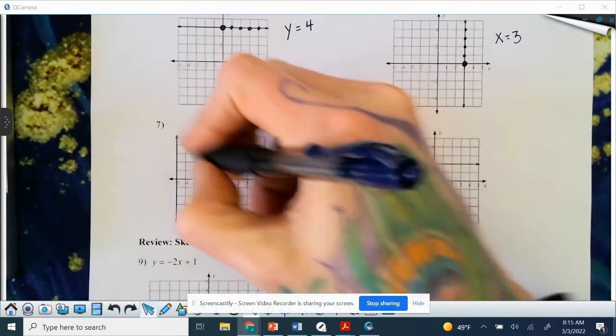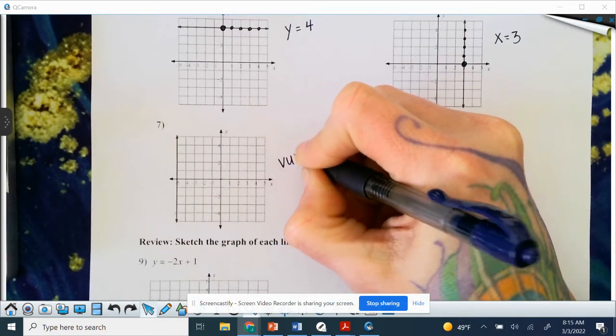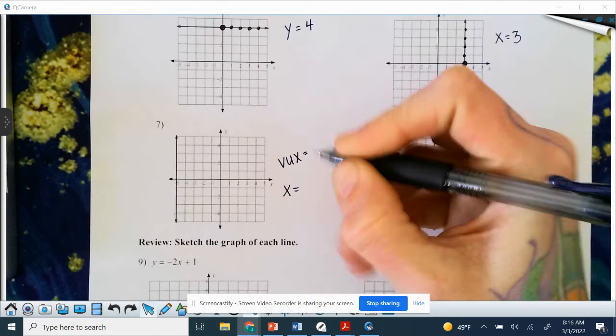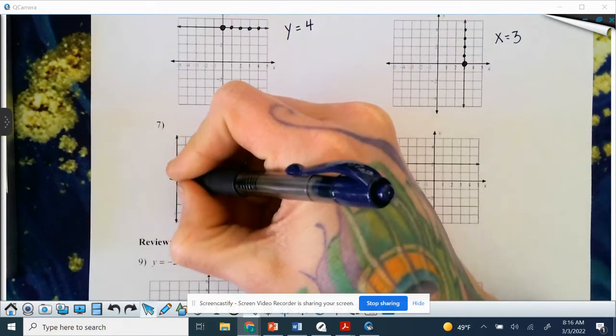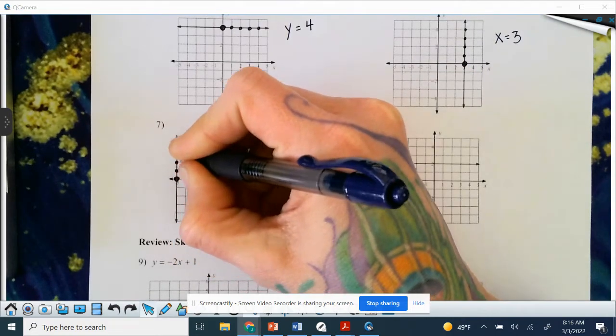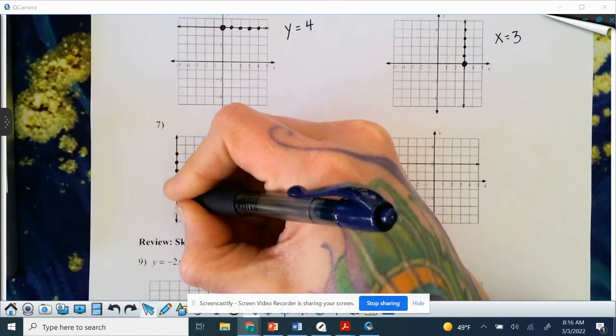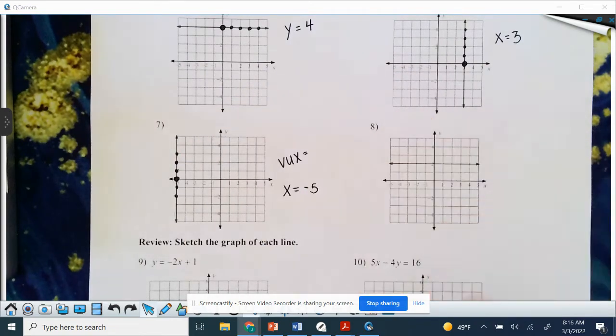So again, this is a vertical line. So VUX. So that means I'm having an x equals equation. So I need to figure out what value of x. It's over here at -5. All the way up and all the way down. So we know x is equal to -5.